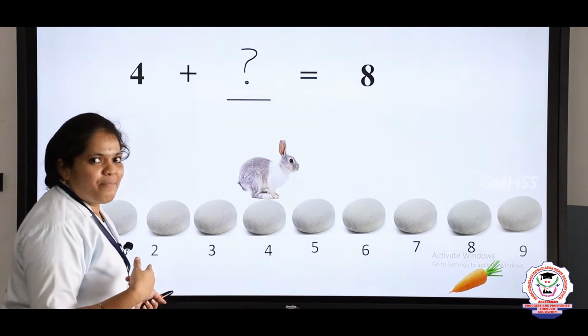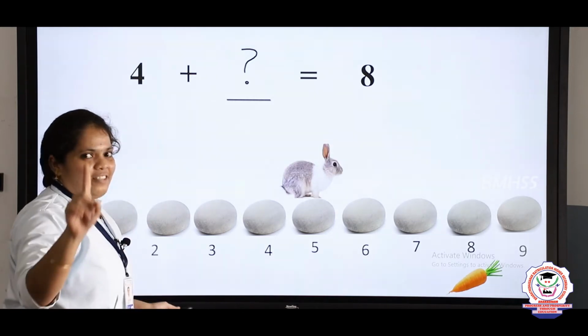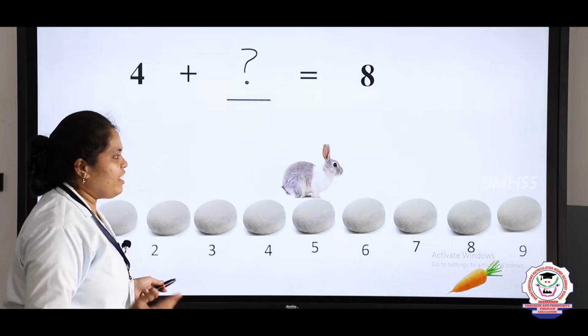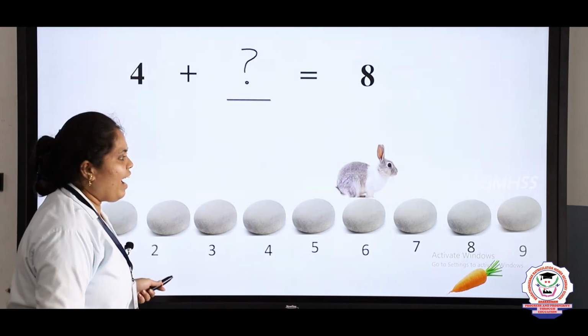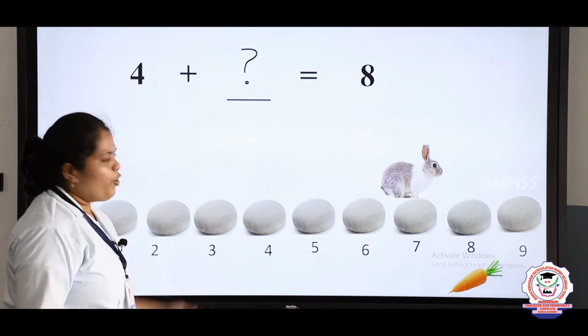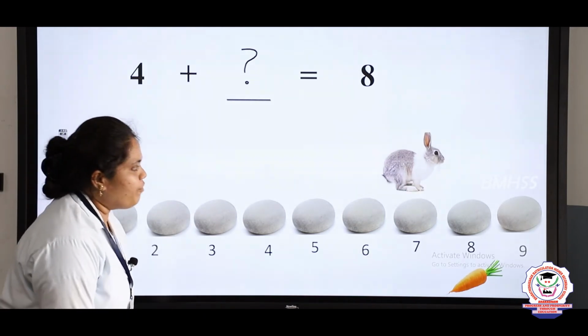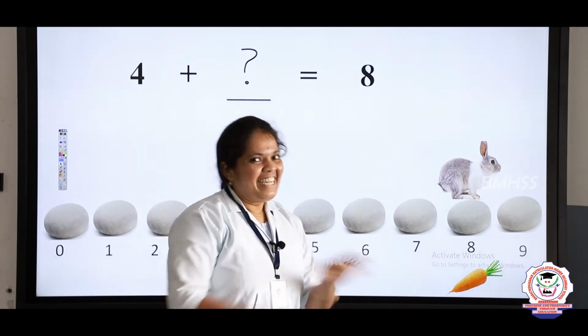Shall we make the rabbit jump? Yeah. Jump 1, it did not reach the carrot. Jump 2, now also it has not reached the carrot. Jump 3, did it reach? No. Jump 4. Yes, finally the rabbit gets the carrot.